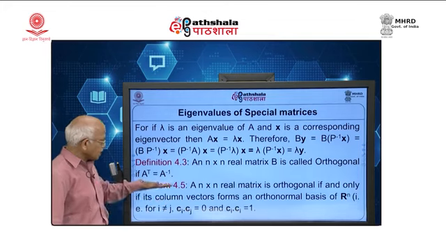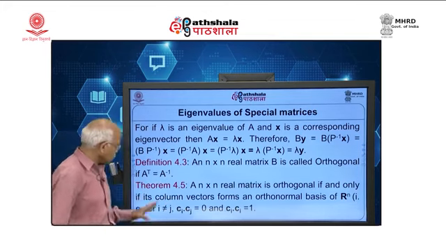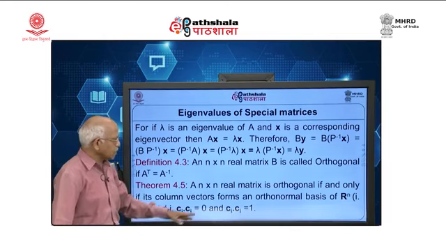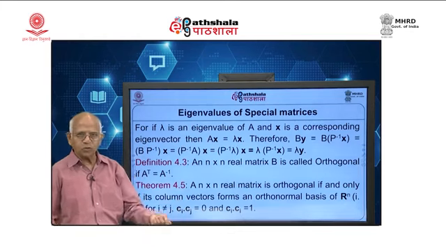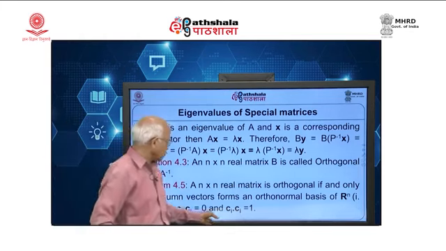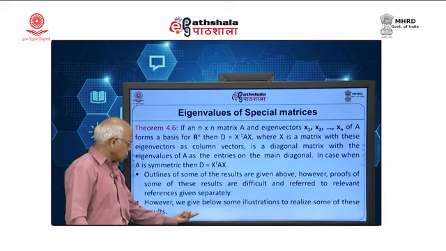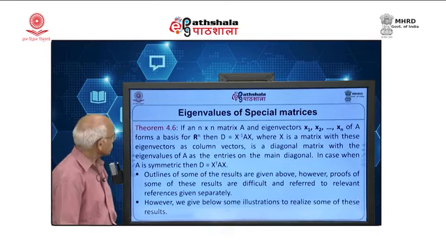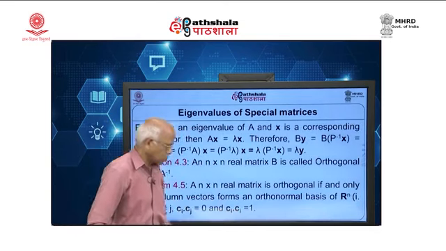And for an orthogonal matrix, there is a special property: a matrix is orthogonal if and only if all its column vectors form an orthonormal basis of R^n, because there will be n orthonormal column vectors. If all these n column vectors form an orthonormal basis, it means they are mutually orthogonal to each other, and c_i · c_j, for i equal to j, should be equal to 1.